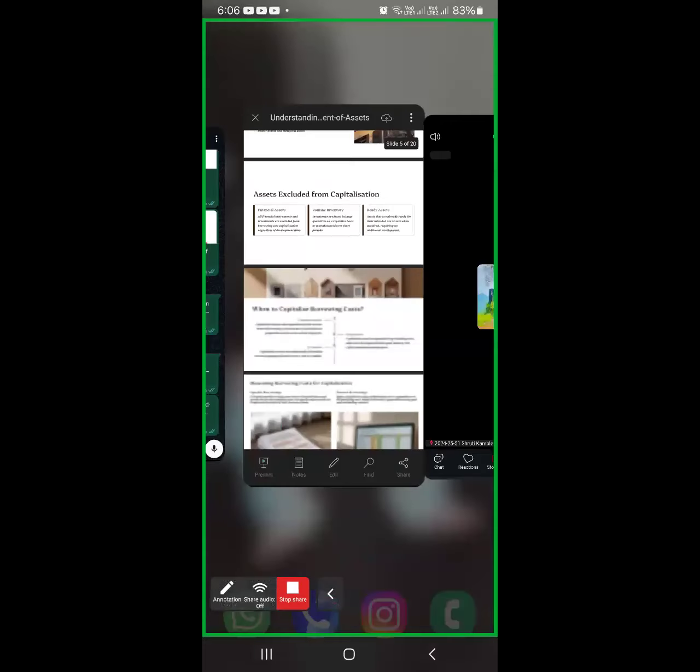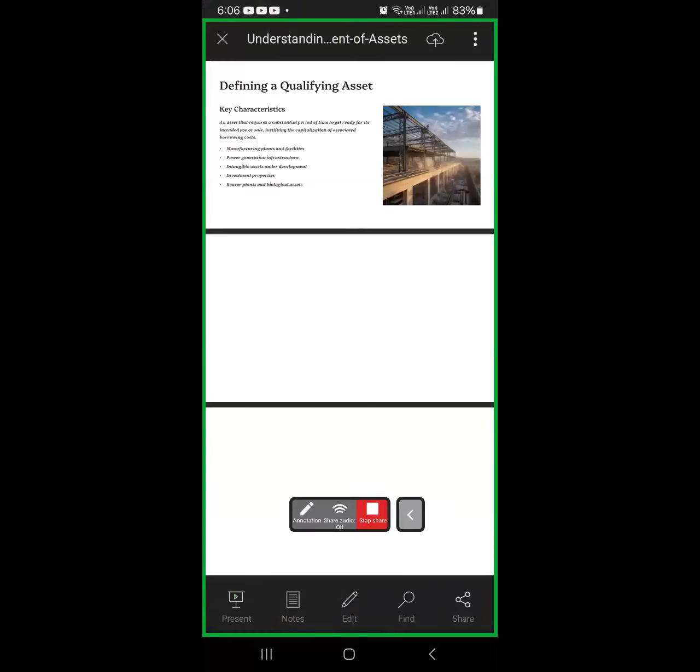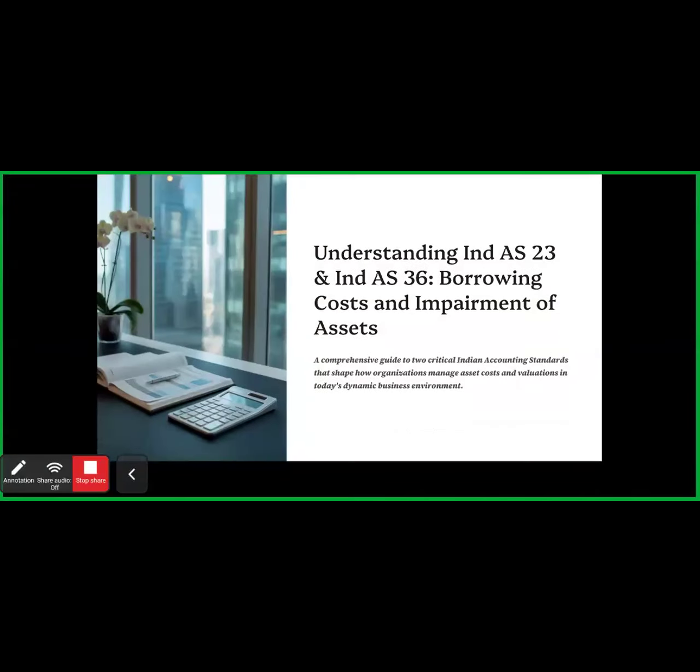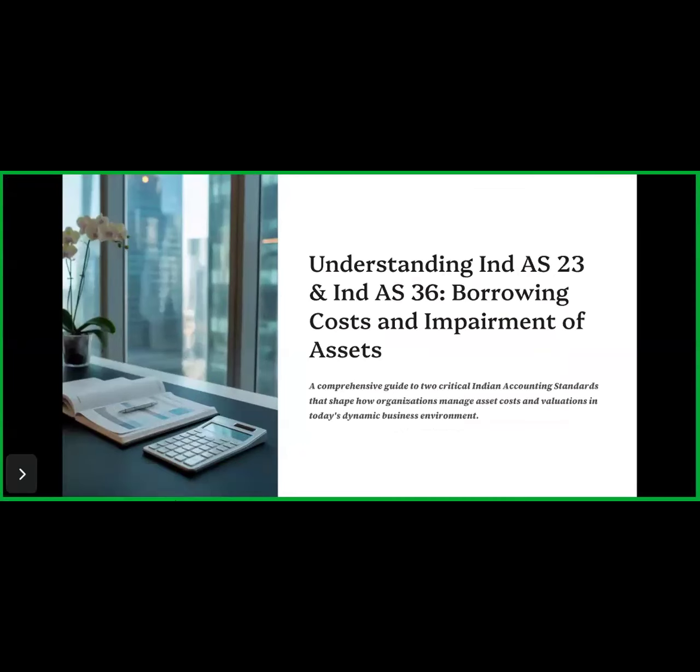In this session, we are going to understand Indian Accounting Standard 23, that is the borrowing cost. And the next one is Indian Accounting Standard 36, that is the impairment of assets. Now, the first question arises: what is meant by a borrowing cost? We know that for doing business, different organizations raise funds. Whenever organizations or companies raise funds, they have to pay, because they do not get any fund free of cost.